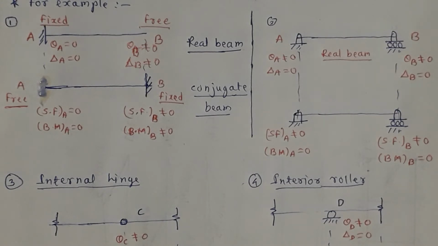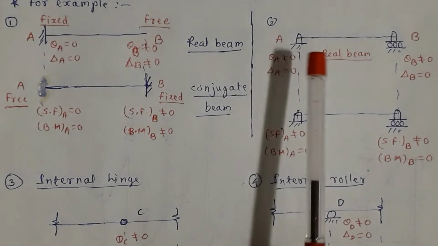At fixed support the reaction is there, at the fixed support the fixed end moment is there, means shear force and bending moment both exist, and that is why the free end in a real beam becomes fixed end in conjugate beam. Now let us go to this example.